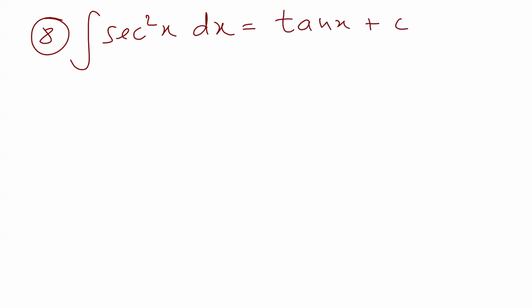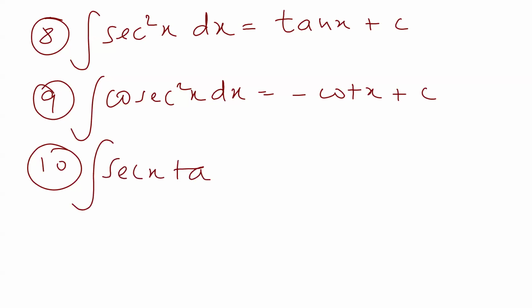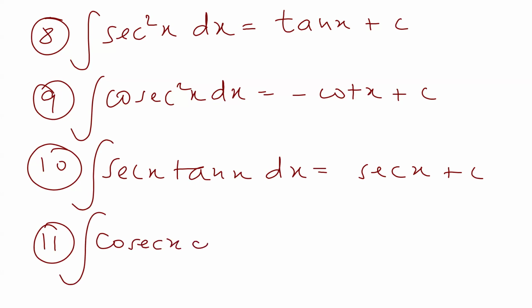Formula number 8, integration of sec square x dx is equal to tan x plus c. Integration of cosec square x dx is minus cot x plus c. Integration of sec x tan x dx is equal to sec x plus c. Integration of cosec x cot x dx is minus cosec x plus c. Just copy this.